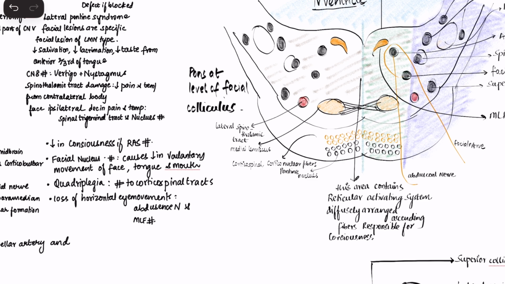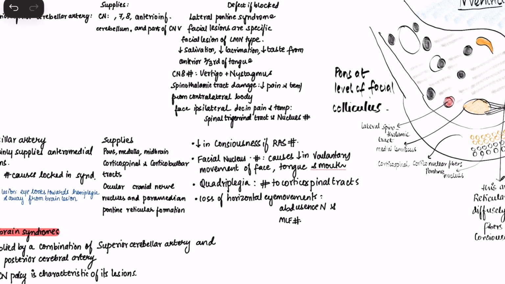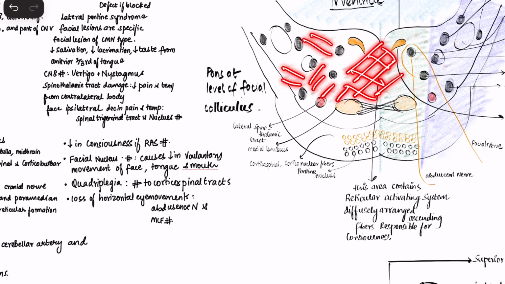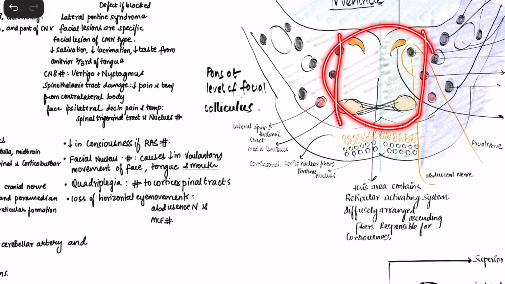So the symptoms of a medial pontine disease is decrease in consciousness if the reticular activating system is damaged. Now, the reticular activating system is the white matter tracts that are diffusely found in the pons, and these maintain consciousness. They are more found in the medial aspect of the pons. So, if this is damaged too much, there will be loss of consciousness and the patient falls into coma.